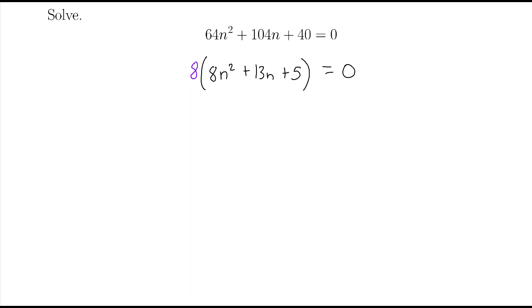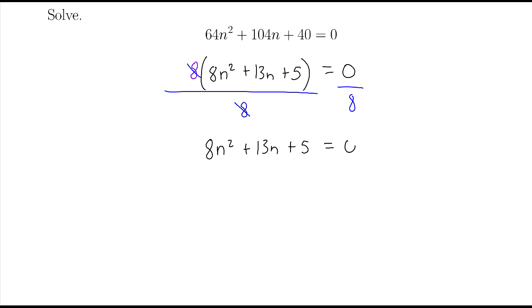Now, I see that I have something times something equals 0. The zero product property technically applies here, but it would be nonsense to say that 8 equals 0. So we will just ignore that for now. Another thing we could do, if I wanted to eliminate this useless factor altogether, is divide both sides by that factor. 8 divided by 8 will cancel out and leave me with 8n squared plus 13n plus 5. And that equals 0 divided by 8, which is 0.